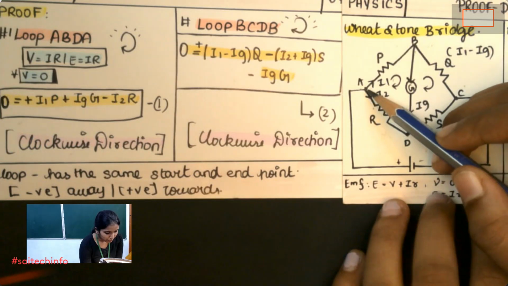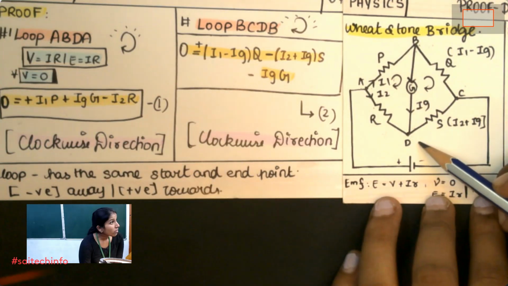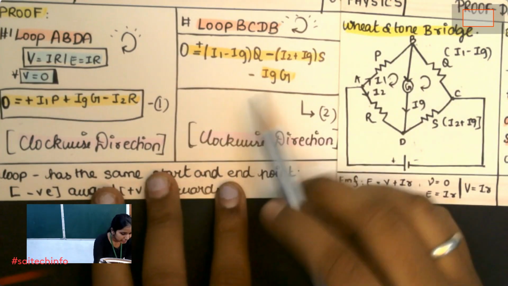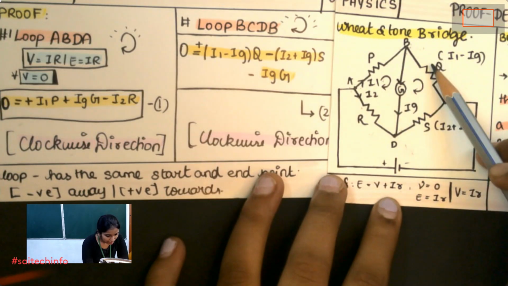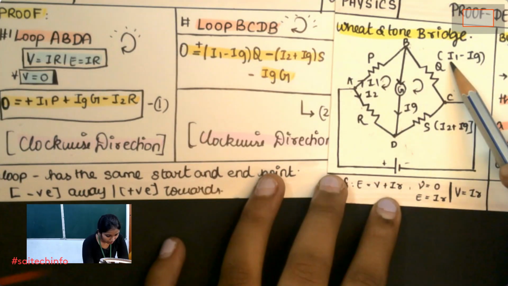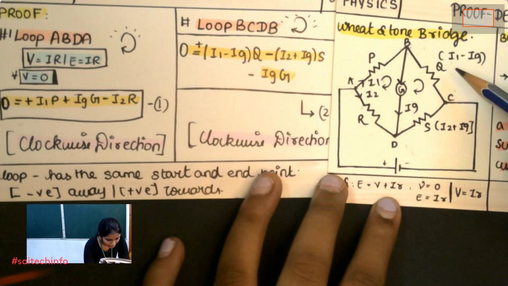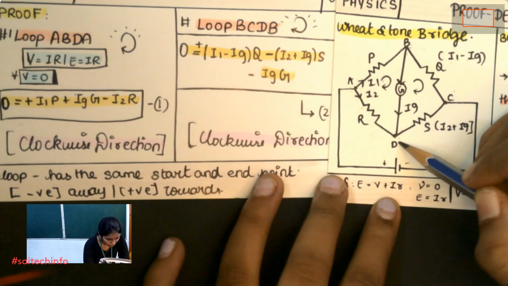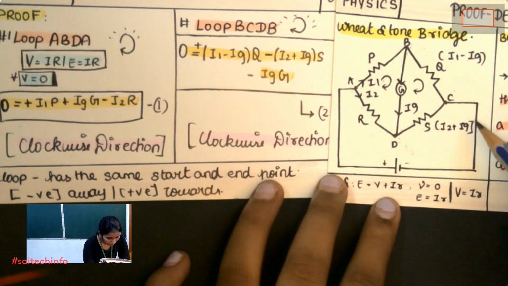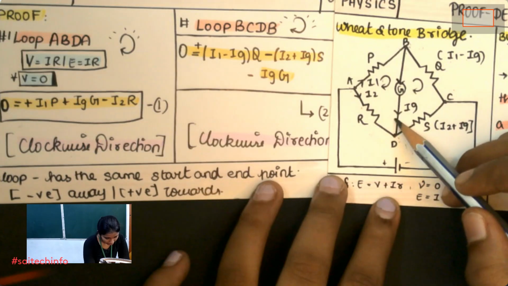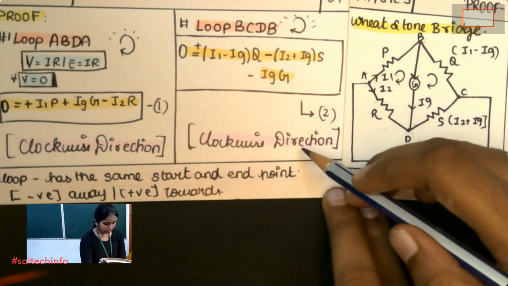So the current flows from A to B as I1 and B to D as IG. So in the second loop, it flows from A to B and B to D. So here the remaining current will be I1 minus IG, and here it flows from C to D and D to B. Here it comes as I2 plus IG, and it is in the opposite direction, therefore it is minus IG into capital G. So this is also in the clockwise direction.